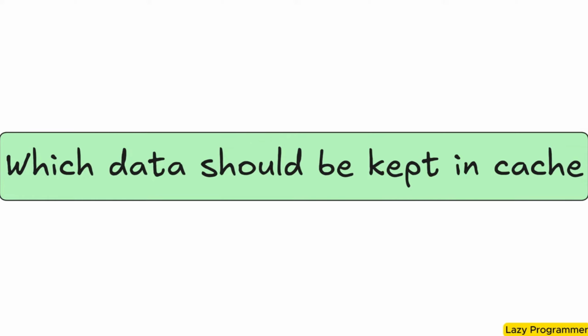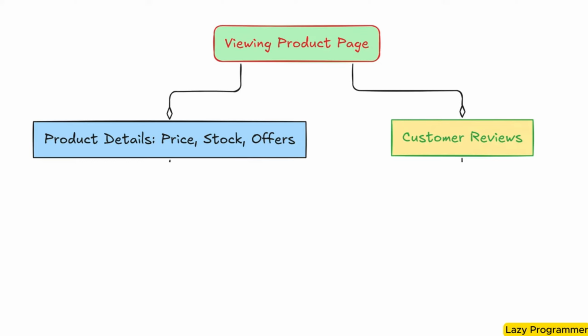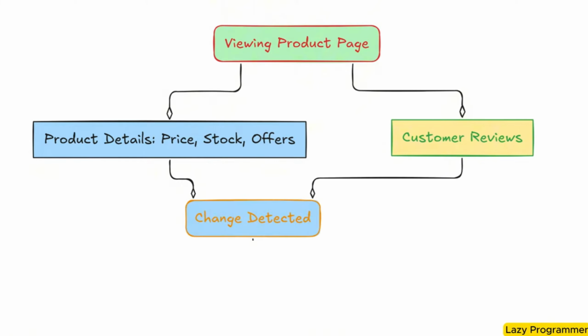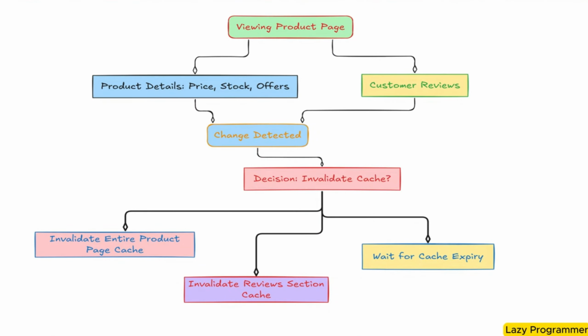Let us understand how. Suppose you are viewing a product with various details such as its price, stock availability, customer reviews, or any promotional offers. So when something changes, let's say a new review is posted, Amazon needs to decide should they invalidate the entire product page cache or should they only invalidate the reviews section cache, or maybe they wait for the cache to expire automatically. I'm going to repeat that one line once again. There is no perfect solution. Each of these choices that Amazon has to make has their own trade-offs.